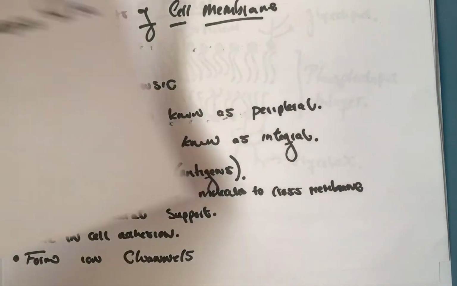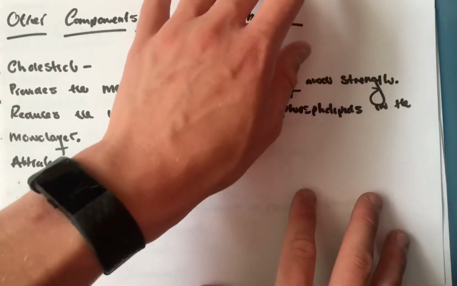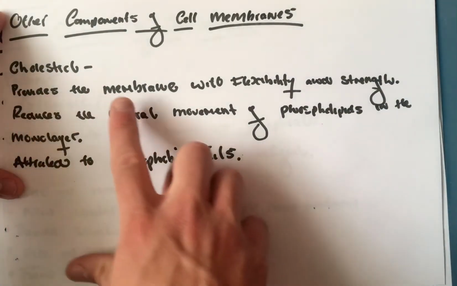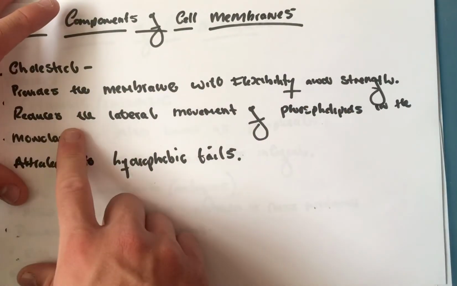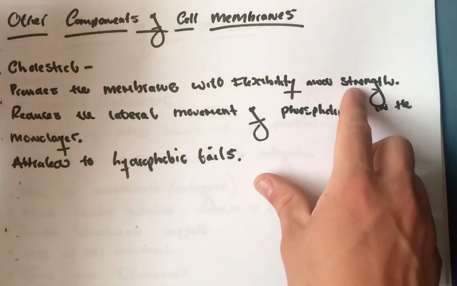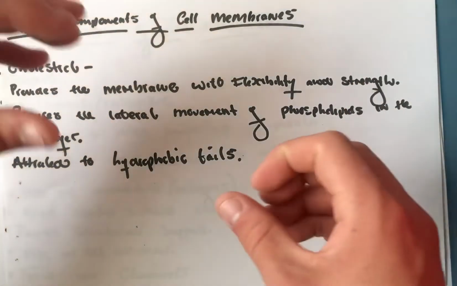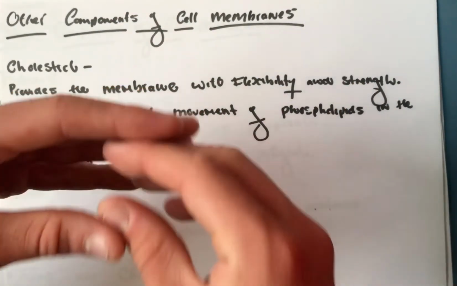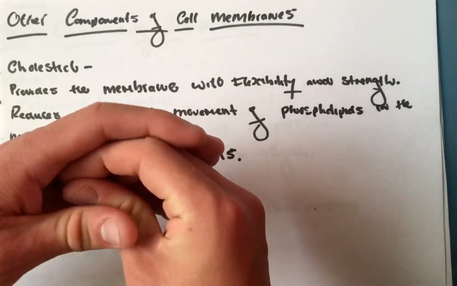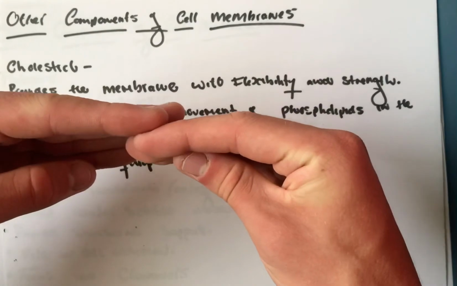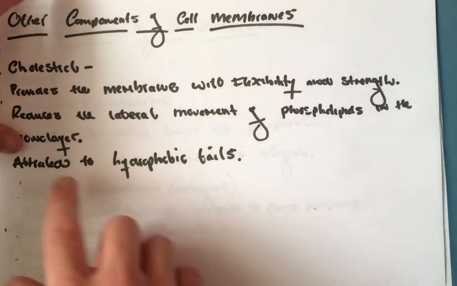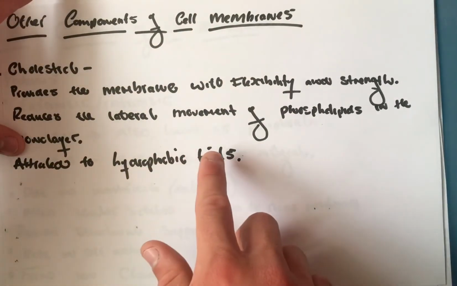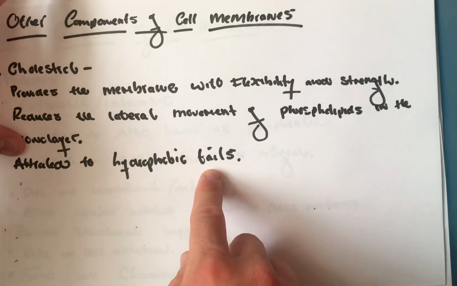Finally, we also have this smaller molecule, which you may have heard of, which is known as cholesterol. And the cholesterol provides the membrane with flexibility and strength, but it reduces the lateral movement of phospholipids in the monolayer. So therefore, it can provide the strength to the cell membrane because it joins to the hydrophobic tails. It is a hydrophobic molecule, so it joins and it's attracted to the hydrophobic tails, and it prevents these phospholipids from moving, so it adds structural strength to the membrane. And as I've just said, it is attracted to the hydrophobic tails because it is a hydrophobic molecule.